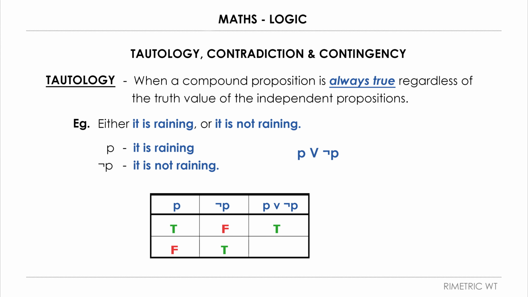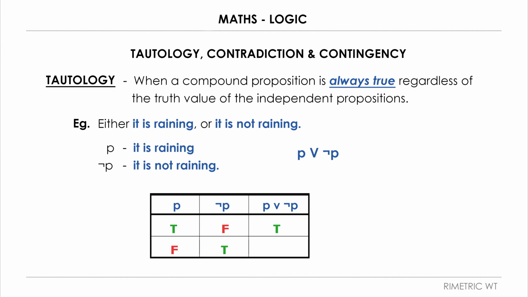Next, let's think about the opposite, the contradiction. This is a proposition that is always false, no matter what. A simple example is P and negation of P, or saying it is raining and it is not raining. Let me make sure I'm following this properly. For a conjunction, or AND, to be true, both parts must be true at the same time. But since not P always has the opposite truth value of P, they can never both be true.